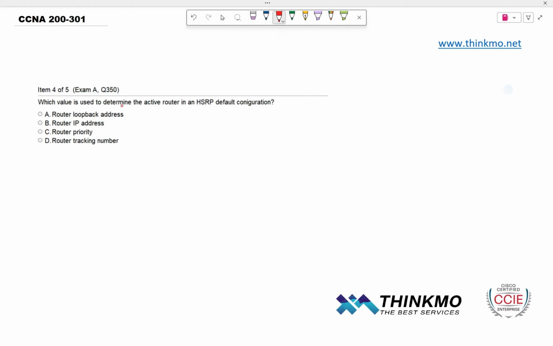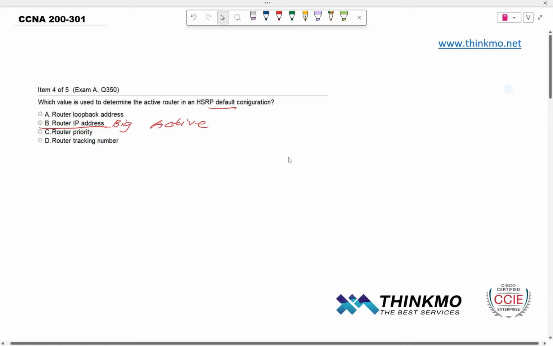Question 4 asks, in the default configuration of HSRP that we deploy, which value is used to determine the active router? Since it says default configuration, it doesn't specify or emphasize the priority. With a default priority, the decision is made based on the IP address. The router with the higher IP becomes the active one, right? The one with the lower IP is standby, and the one with the higher IP is active. The answer is B.